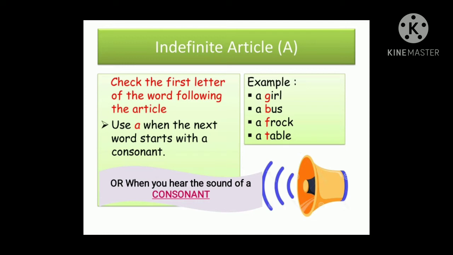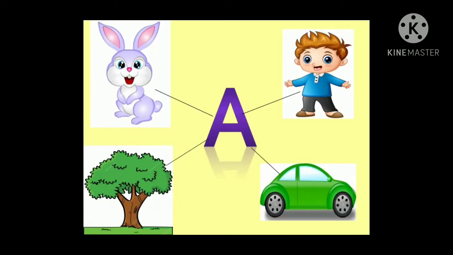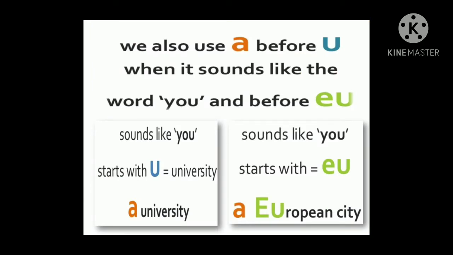So we use a when the word starts with a consonant or you hear the sound of a consonant. Let's see some examples: a rabbit, a boy, a tree, a car. Some rules for using a: we use a before the letter U when it sounds like the word you.